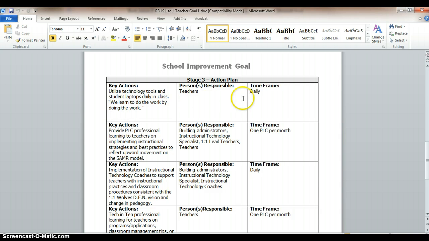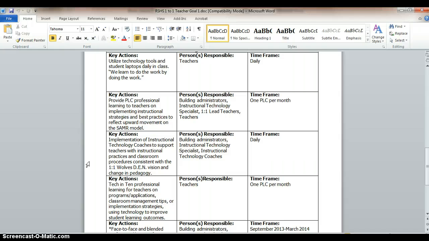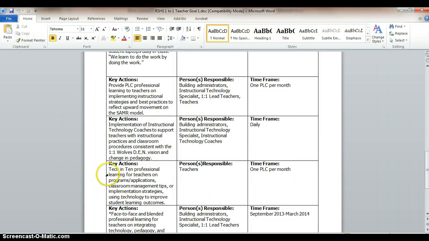You can see the person responsible and the timeline or time frame in each of these activities that we're doing as well. Provide professional learning to teachers on implementing instructional strategies and best practices for upward movement on the SAMR model. Our next key action is for the implementation of instructional tech coaches to support teachers with instructional practices and classroom procedures consistent with the one-to-one vision and change in pedagogy.